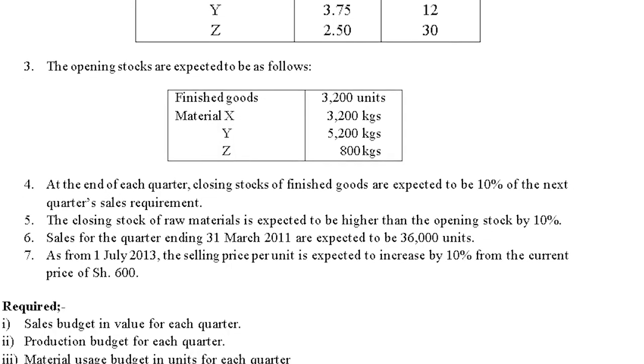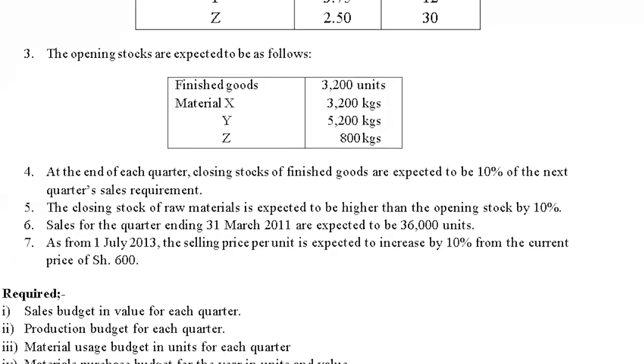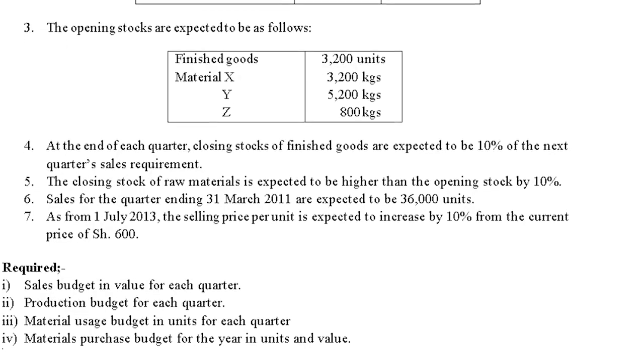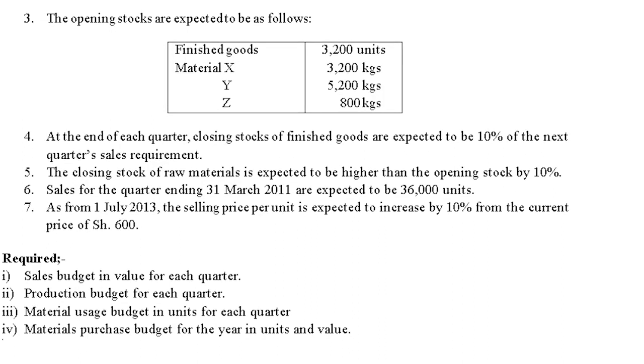And number 7, as from 1st July 2013, the selling price per unit is expected to increase by 10% from the current price of shilling 600. Required: 1, sales budget in value for each quarter. 2, production budget for each quarter. 3, material usage budget in units for each quarter. And 4, material purchases budget for the year in units and value. End of question.